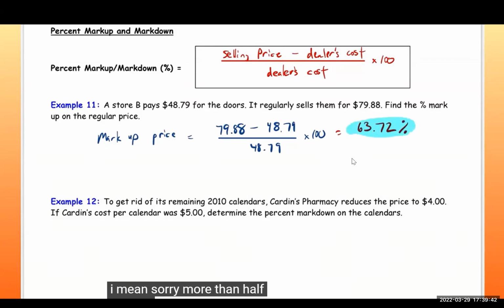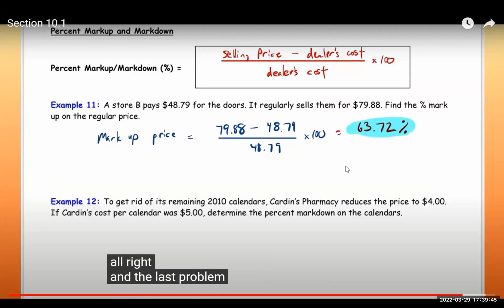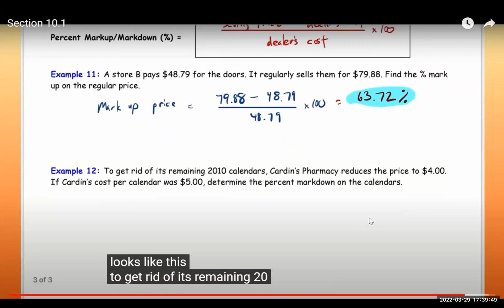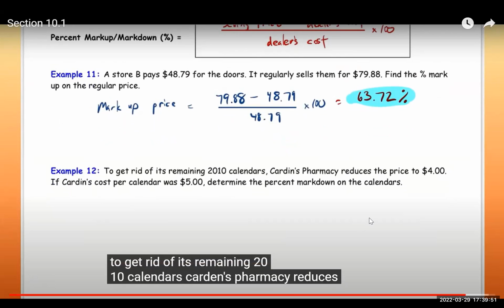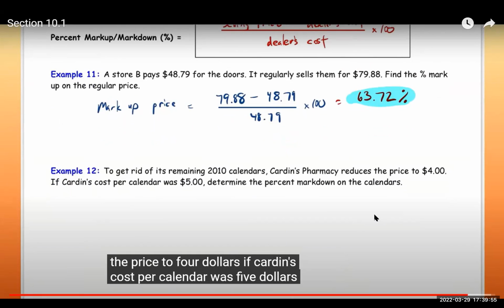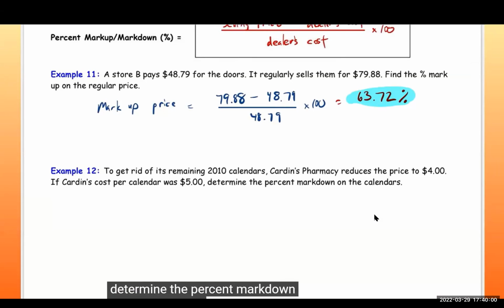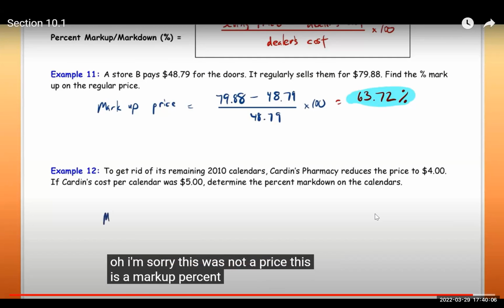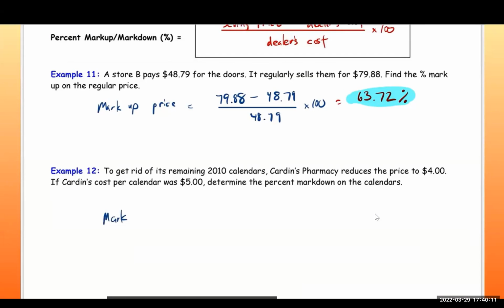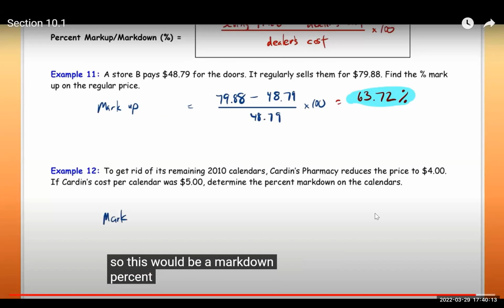All right. And the last problem looks like this. To get rid of its remaining 2010 calendars, Cardin's Pharmacy reduces the price to $4. If Cardin's cost per calendar was $5, determine the percent markdown on the calendars. So this is not a markup percent. This would be a markdown percent.